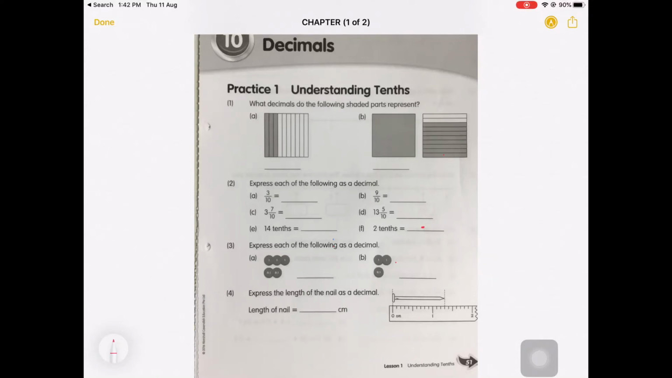Hi students, we are going to do Work with Teacher for some questions and we will skip some questions.